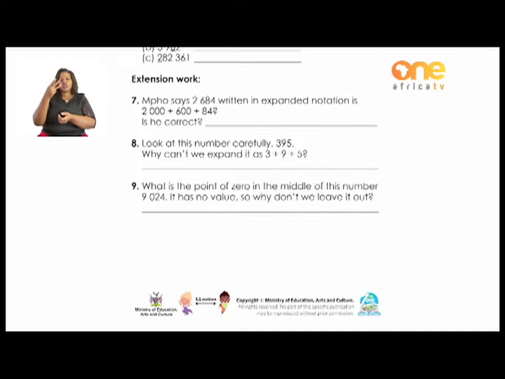Number 8, look at this number. 395. Why can't we expand it as 3 plus 9 plus 5? Why are we not expanding it in that way? Could you please give me a reason? So you have to explain. If the space is small, write and continue below the line. And make sure you first think and go through your work and see where the mistake is. So where you find the mistake, here is supposed to be like this, then that is what you have to give as a reason.